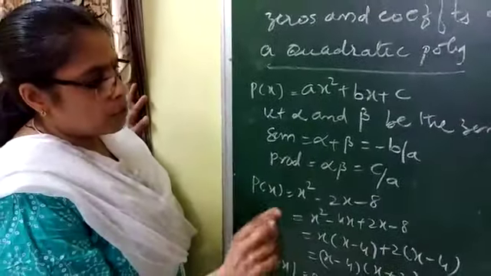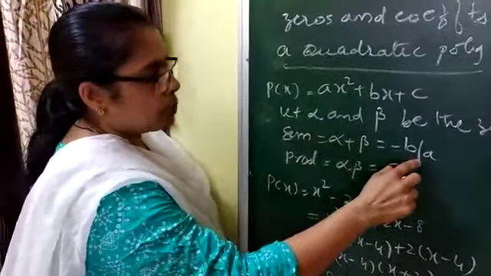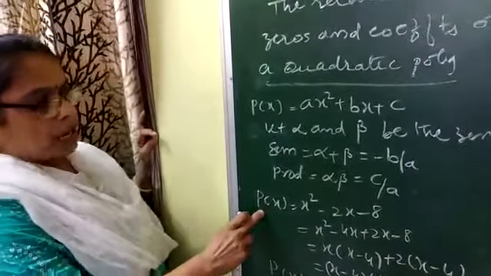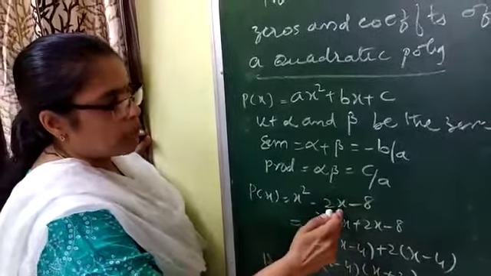You have to find the zero and you have to verify that sum of zeros equal to minus b by a and product of zeros is equal to c by a. And I am taking the polynomial px equal to x square minus 2x minus 8.